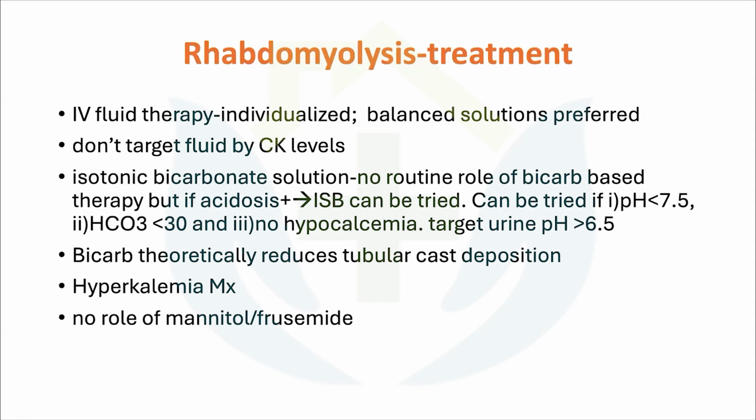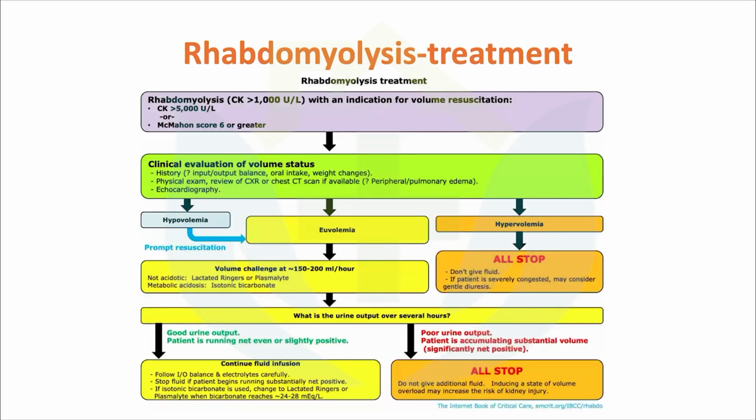And coming to the treatment, the main one is IV fluid therapy. Now, you don't go by, as I said, CK levels. Now, how to tailor your fluid therapy? This one is Knight's algorithm, again taken from the MCRIT site. If you have diagnosed, you assess the patient's volume status, look at the patient's abdomen, look at capillary refill, urine output, use your ultrasound parameters, look at the volume status.